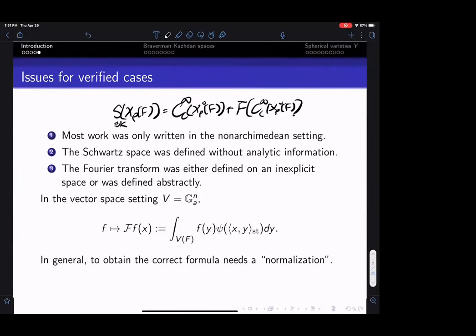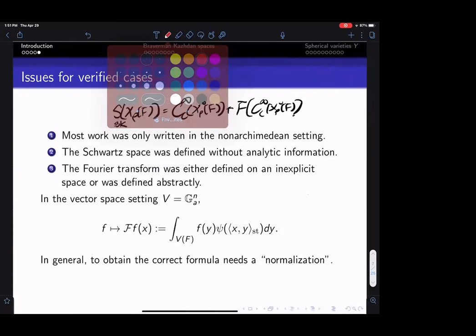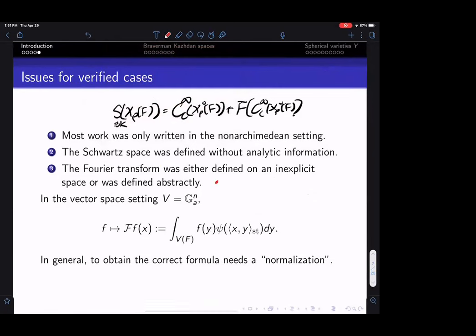So back to Tong's problem. So I think for the Schwartz space, most of the definitions are still following Bergman and Kazhdan's definition. So in the Archimedean case, you don't know if there is a natural Fréchet topology, and you don't know the growth conditions of the Schwartz functions. And the Fourier transform is established, but it's not precise.